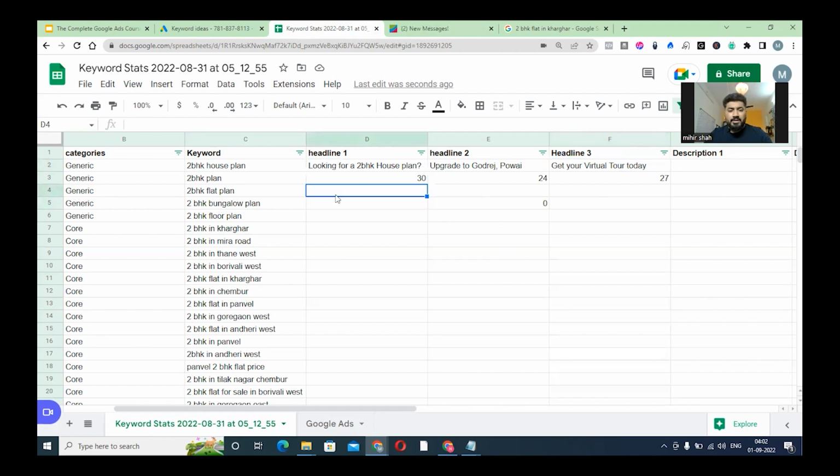So there are a couple of more iterations that you can look for. 2 BHK flat plan. So again, looking, what I did is put the Powai bit here itself. Looking for a 2 BHK in Powai, I have exceeded the limit. So okay, so let's remove Powai, just put a plan, and we will put the Powai back here or here. Upgrade.